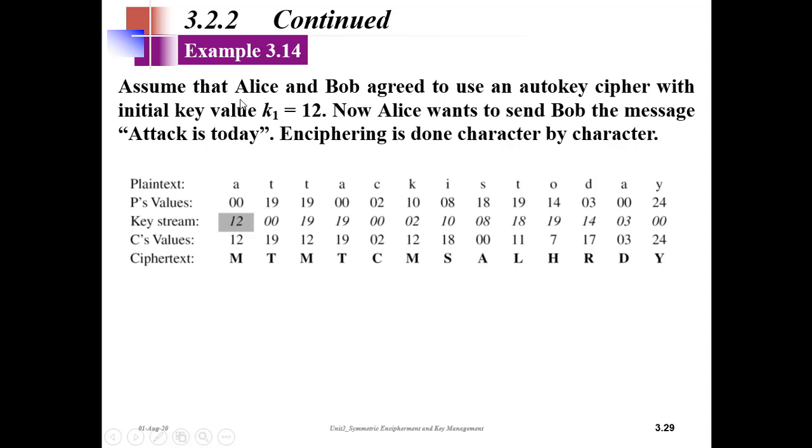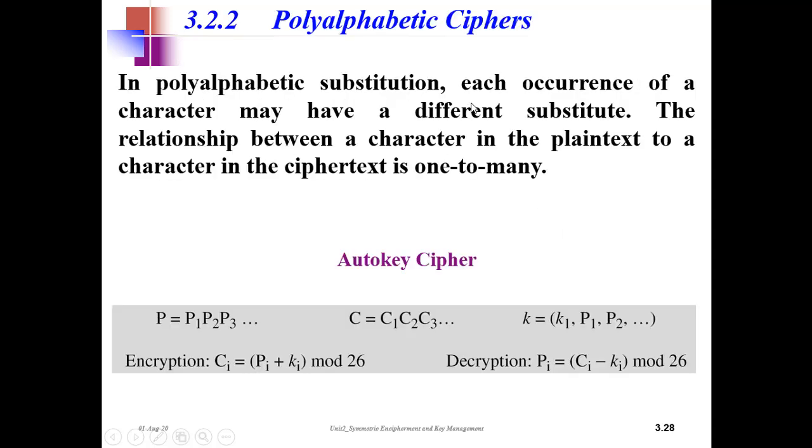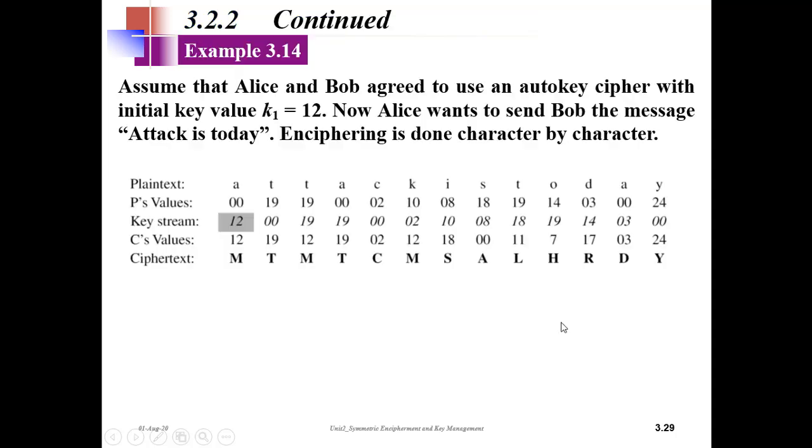12. In the autokey cipher, the first key is decided randomly, and they have given it as 12, so we assume it as 12. For the further keys, we take from the plain text. So 0 is taken here, 19 here, 19 here. If you see, 8 is here, 18 is here, 19 is here, and so on.